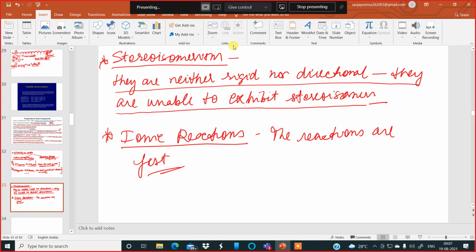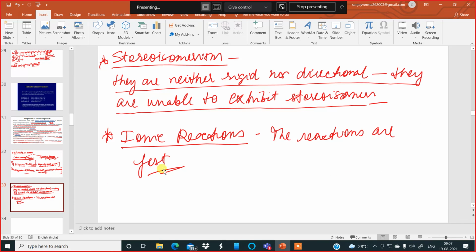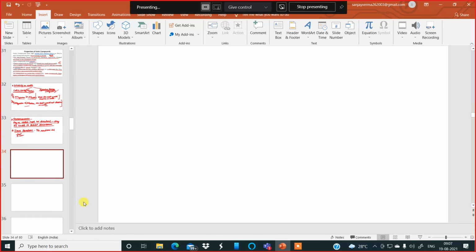These were the properties which you must go through, which I have discussed, like solubility in water with regard to lattice energy and hydration energy. Remember these two points properly. And then stereoisomerism and ionic reaction, from where questions are generally asked. So I hope you got the meaning of hydration energy. What is the meaning of hydration energy? Could you write the definition? Okay, I'll write it down.